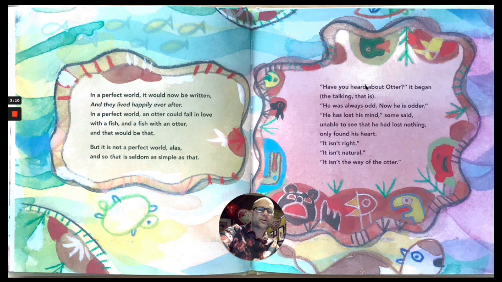Have you heard about Otter? It began, the talking that is. He was always odd. Now he is odder. He has lost his mind, some said, unable to see that he had lost nothing, only found his heart. It isn't right. It isn't natural. It isn't the way of the otter.